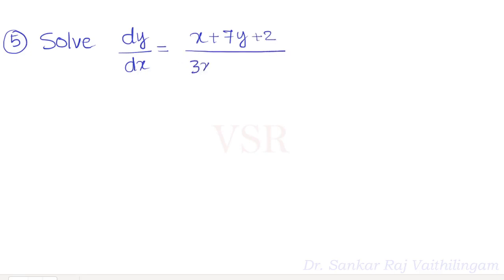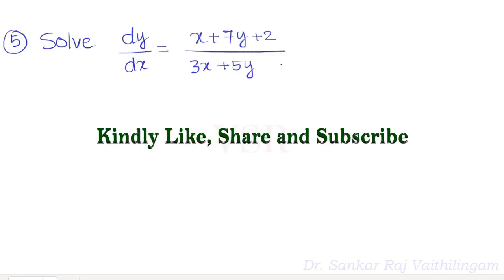Solve the equation dy by dx is equal to (x plus 7y plus 2) divided by (3x plus 5y plus 6). Okay, so we'll go for a solution.